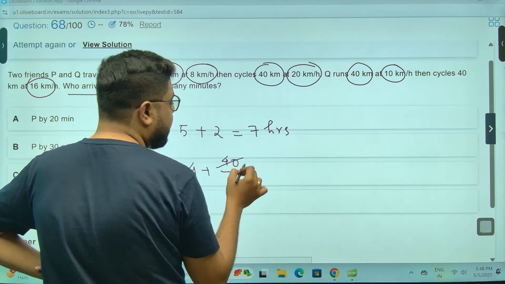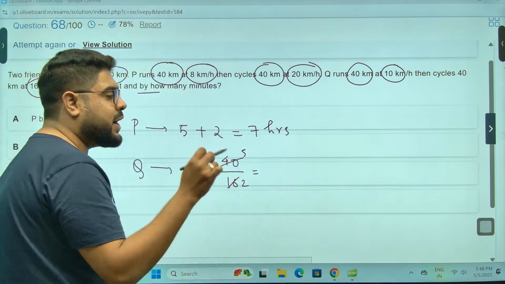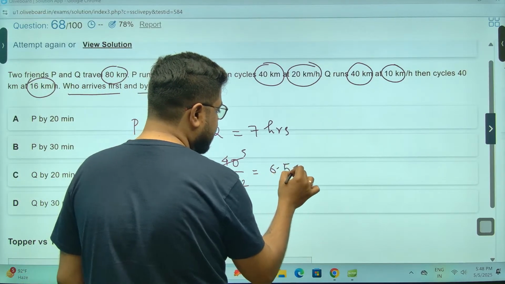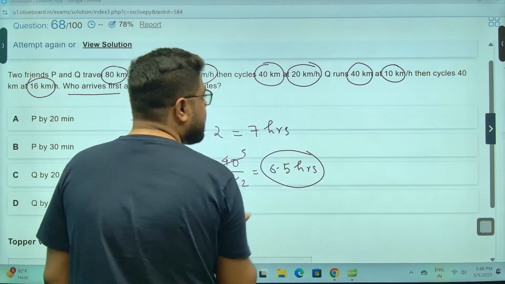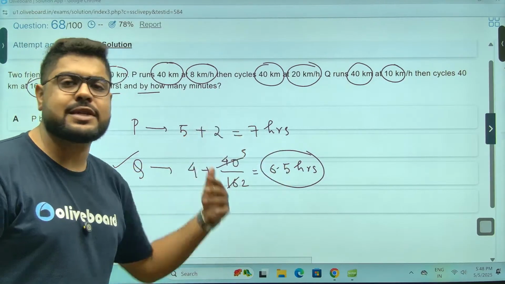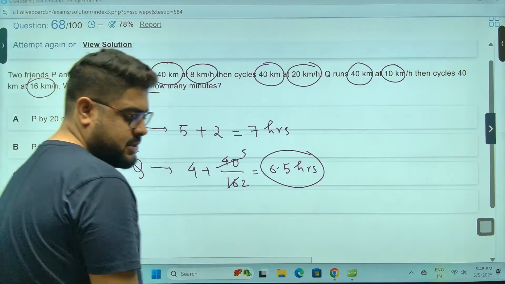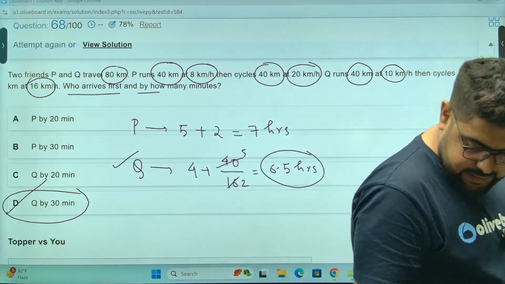So it means 40 by 16, 5 by 2, which is 2.5. So 6.5 hours. Who arrives first? Q arrives first, half an hour early. 7 hours versus 6.5 hours, so Q by 30 minutes. Option D is the answer.